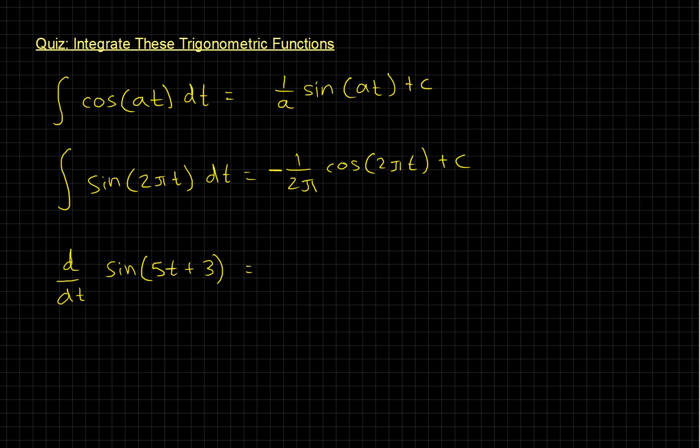And for the final one, we're going to have the derivative of the inside, which is 5, multiplied by cos of 5t plus 3, and no constant because it's a derivative. Okay, cool. Hopefully you got those. If you didn't, remind yourself of how you can get those answers. You're going to have to look back at your differentiation and integration rules.